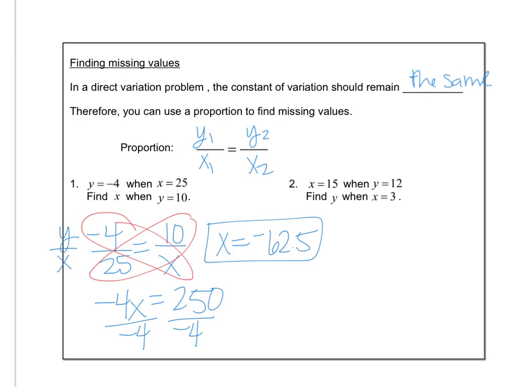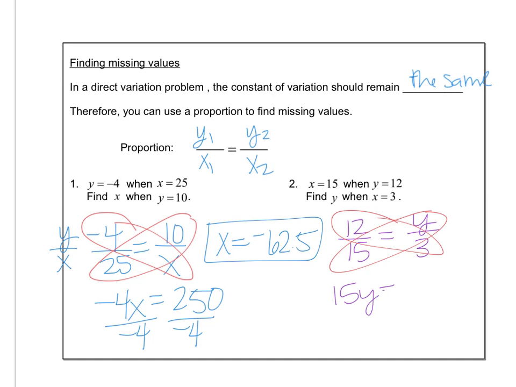And then we do the same thing for the next problem here. Again, I like to go, k is y over x, so I try and always go y over x. So I'm going to do 12 over 15 for the first fraction, equal to y over 3 for the second fraction. Cross multiply here. 15y is going to equal 36. And then solve for y. Divide by 15, divide by 15. And you get y is equal to 2.4. So if you're trying to find a missing value, all you're going to do is set up a proportion. Try these next problems.